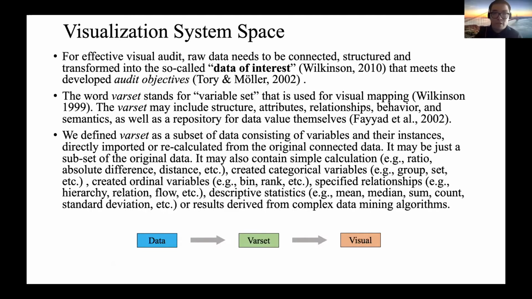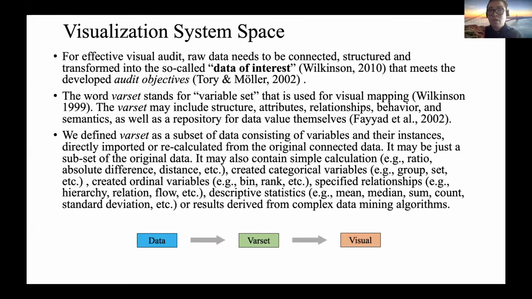Those variables in the var set could be just the original variables from the data. They could be regenerated variables from data based on some simple formulas and functions. They could be some ratio, recalculated ratio. They could be bins, ranks, groups, stats, or some specified relationships like hierarchies, relations, flow, or aggregated descriptive statistics like average, median, standard deviation. And those variables could also be derived from some complex data mining algorithms. They could be like cluster number, principal components, variable number. They could be some forecast predicted using some regression algorithm. So that's the var set.